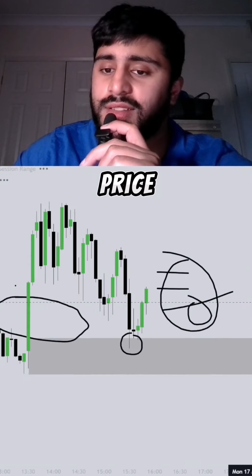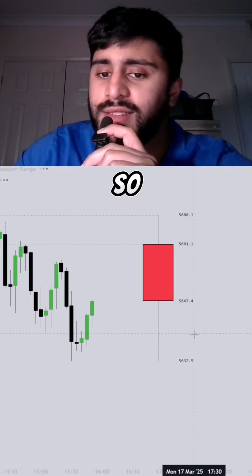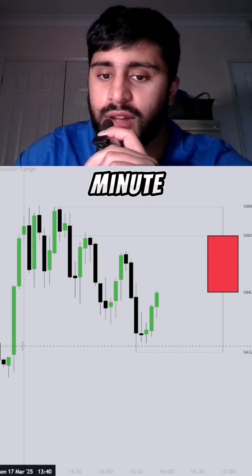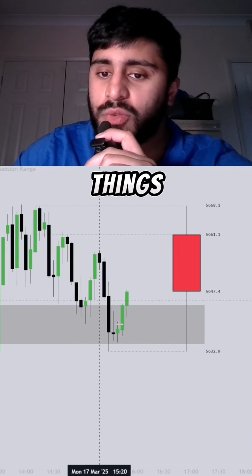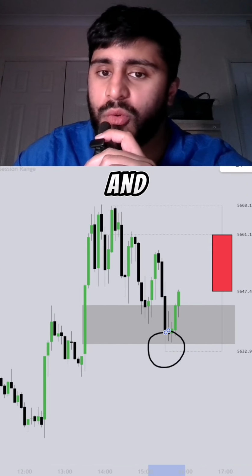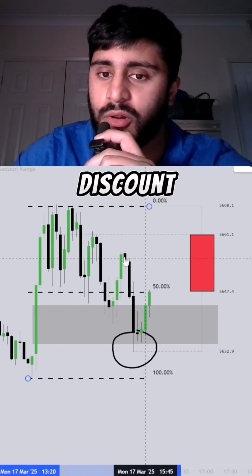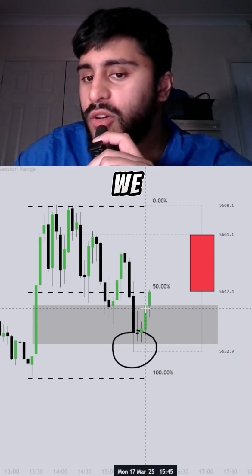So let's just replay price and see what's actually happening, right? So we can see here price has tapped into a 15-minute fair value gap, right? So this is our 15-minute fair value gap, right? So we saw a few things. We saw price tapped into the area and we've also come into a discount. So we have a discount over here. With that being said, now we can look for the following buys.